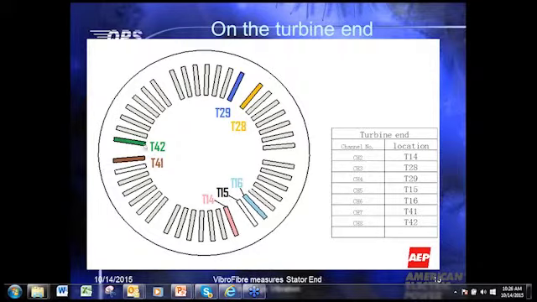Now the other sensors are placed here. I will be referring to this as I analyze the data later on to show you.